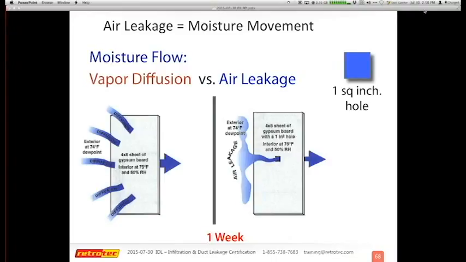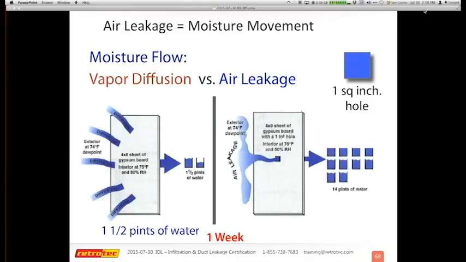In 1 week, we end up with 1.5 pints of water just diffusing through the drywall itself. And on the right, we have 14 pints. So the point is that the air leakage that happens is a significant issue in our house. Not only is it moving hot or cold air throughout the house, but it also brings moisture, a huge latent load that makes us very uncomfortable or makes our systems work much harder. So again, this is a very significant illustration of that.